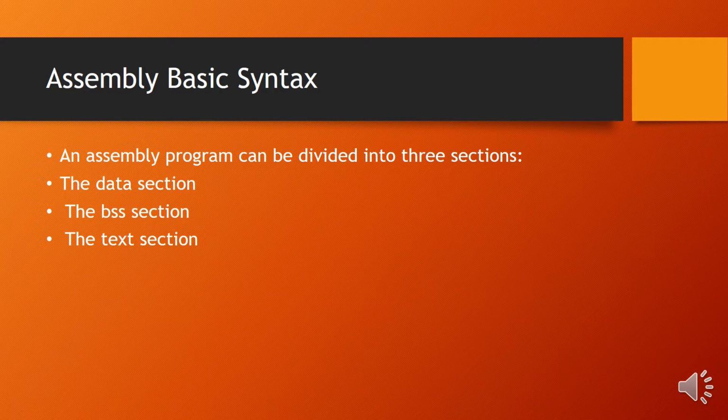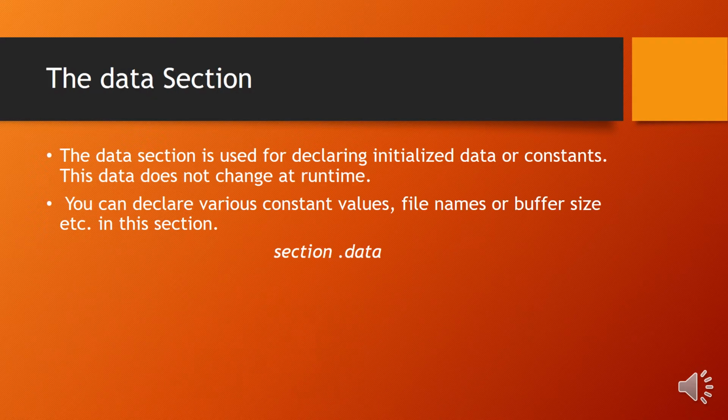The assembly program is divided into three sections: data section, BSS section, and text section. The data section is the first section of the assembly program which is used to initialize the data. All the initialized data, constants, file names, buffers, and all your static data like your messages, your strings will come inside the data section.